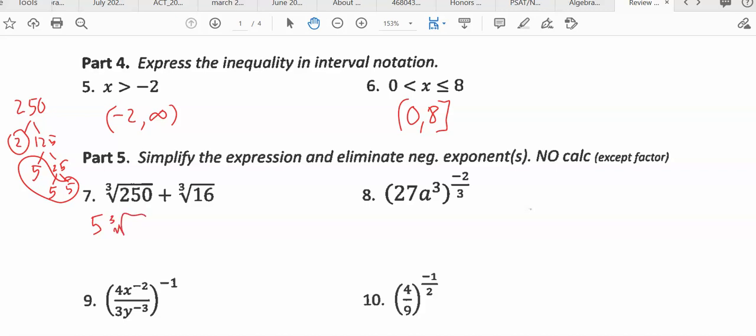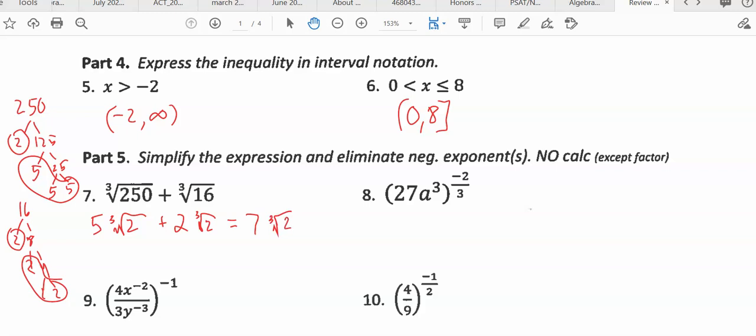in the cube root of 2 plus, let's see what 16 has. So 16, if you do that prime factorization, 2 and 8, 2 and 4, 2 and 2. So I have a group of 3 2's and a group of 1 2 left over. So 1 2 is going to come out, but I still have a cube root of 2 inside. That's handy because now I have 5 cube roots of 2 plus 2 cube roots of 2. You have a total of 7 cube roots of 2.